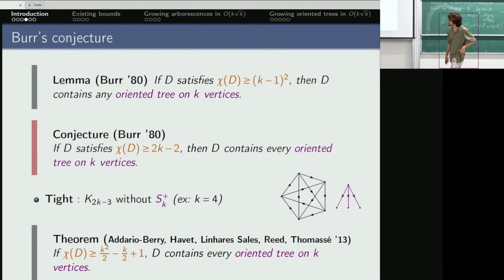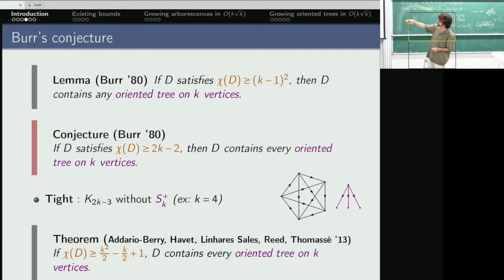Sorry. So the bound was improved in 2013, but it's still quadratic.